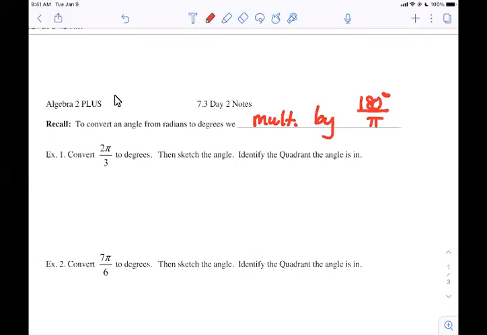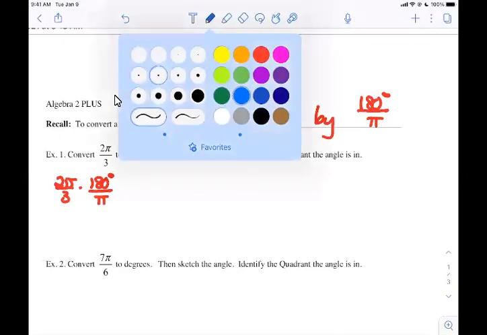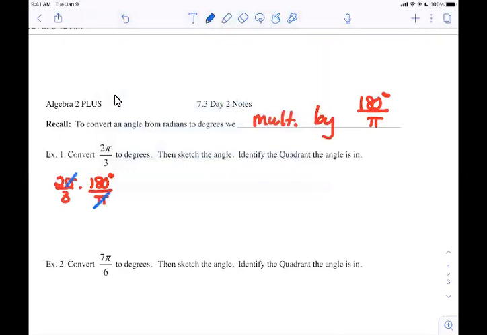It says convert 2 pi over 3 to degrees. So I'm going to do what Jack said, and I'm going to multiply by 180 over pi. So my pi's cancel. And I know 3 goes into 3 once, and I know 3 goes into 180 60 times. So I'm left with 2 times 60, which is 120.